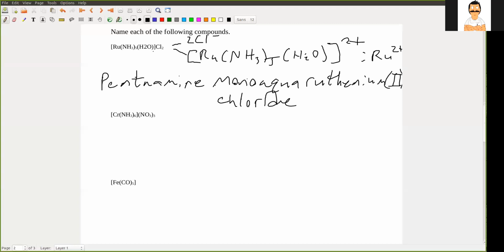Let's do another one. So this one, we start off with 3 nitrates. A nitrate has a -1 charge. So then this coordination compound, Cr(NH3)6, would have to have a 3+ charge. And again, ammonia has no charge associated with it, so chromium is going to be a 3+.